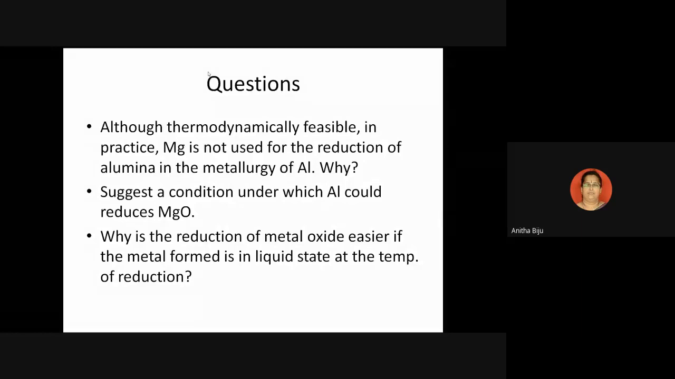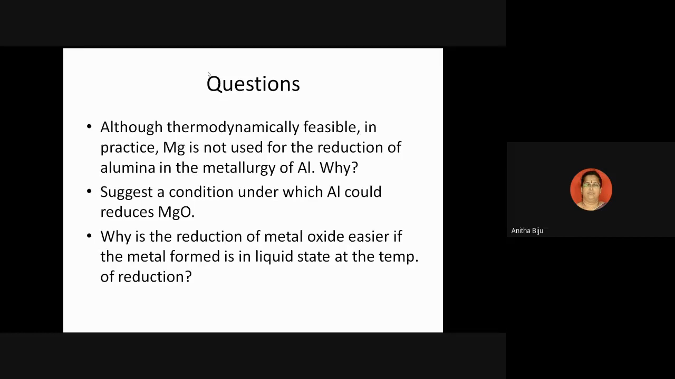So entropy of liquid metal, that means molten state of metal, is more than entropy of the metal in solid state. The value of delta S for the reduction process is more on positive side when the metal formed is in the liquid state. So that means entropy is positive when the metal is in the liquid form. Therefore, the value of delta G for the reduction process becomes more negative and the reaction becomes probable or easier. According to Gibbs-Helmholtz equation, delta G equals delta H minus T delta S.